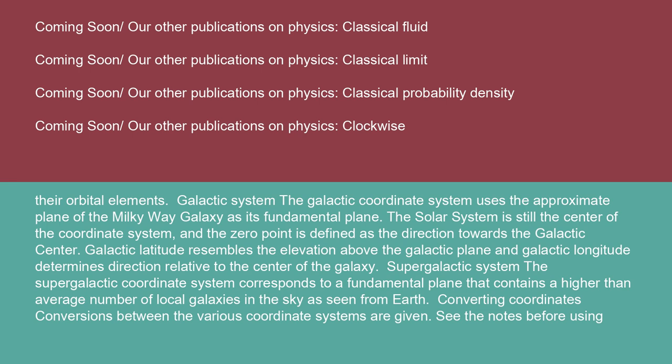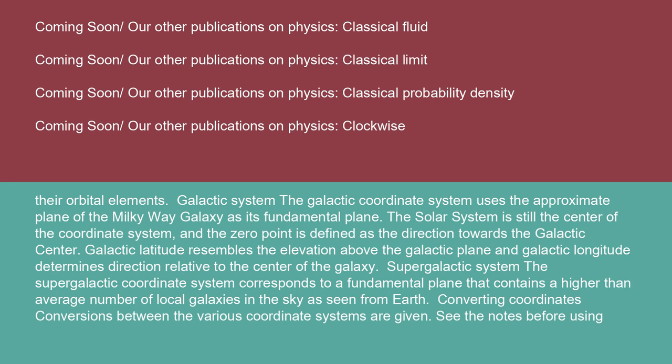The solar system is still the center of the coordinate system, and the zero point is defined as the direction towards the galactic center. Galactic latitude resembles the elevation above the galactic plane, and galactic longitude determines direction relative to the center of the galaxy. Supergalactic system: the supergalactic coordinate system corresponds to a fundamental plane that contains a higher than average number of local galaxies in the sky as seen from Earth.